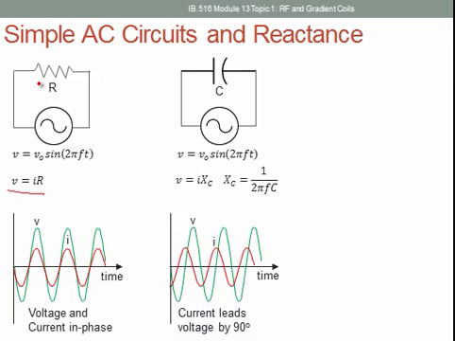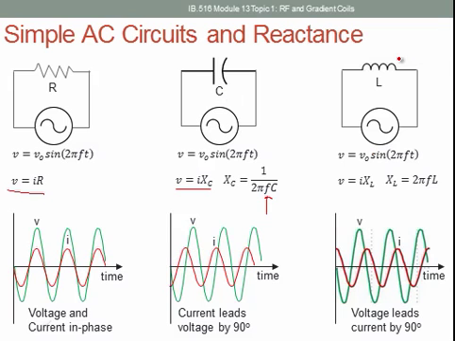If we replace the resistance by a capacitance, we still have V equals IR, but now R is replaced by this thing called capacitive reactance, which really is just resistance that is dependent on frequency. And what happens with that is that the current now will lead the voltage by 90 degrees. So you have an out of phase situation. Current and voltage are out of phase.